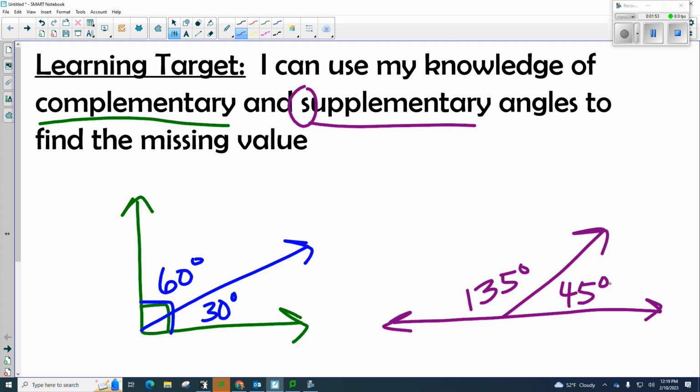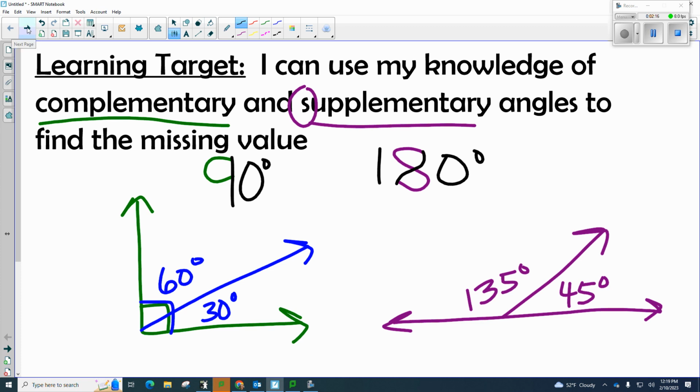Okay, another way that I like to show is if you have the letter C from complementary, you can make that into a 9 for 90 degrees. And you may see where this is heading. The S, what number could I make that into? See how I make it into an 8 for 180 degrees.